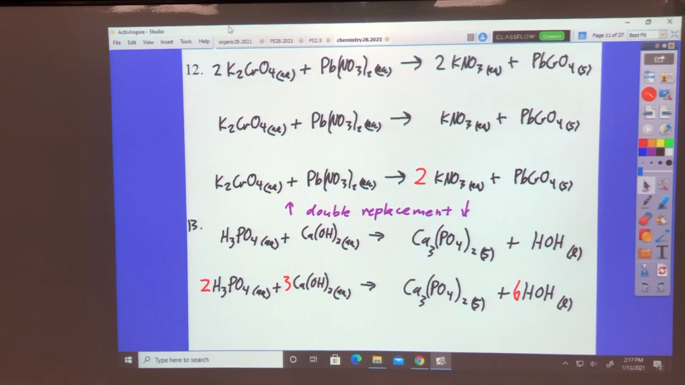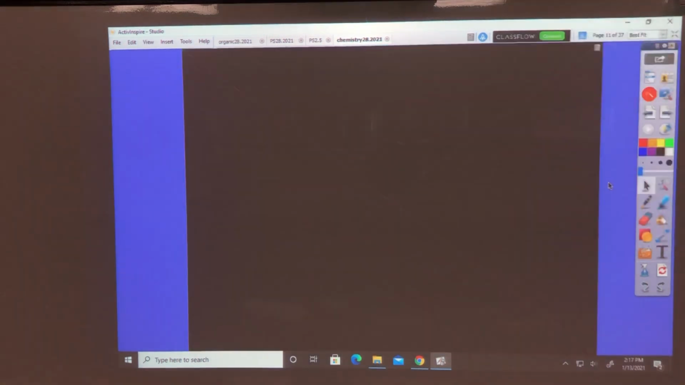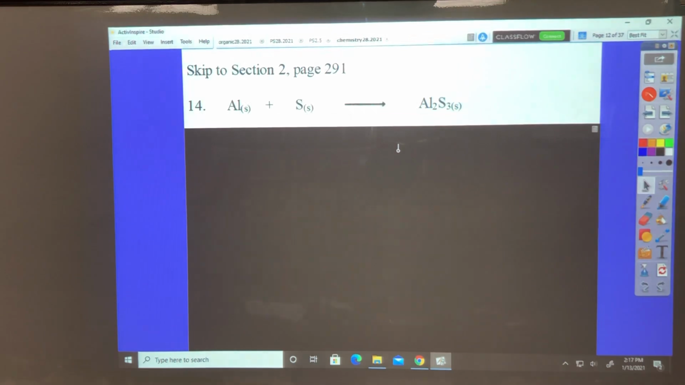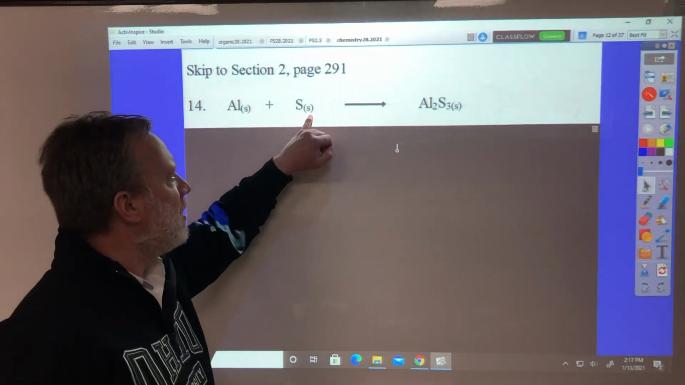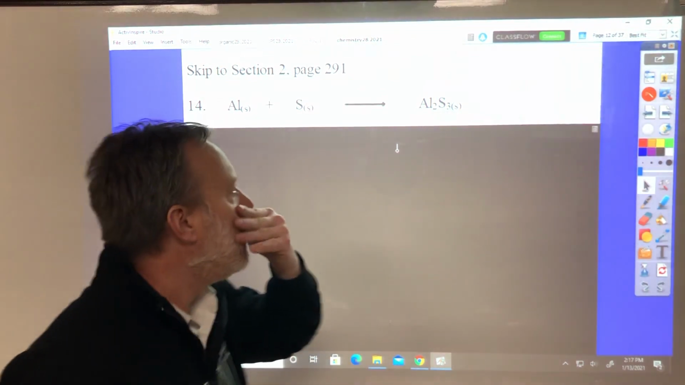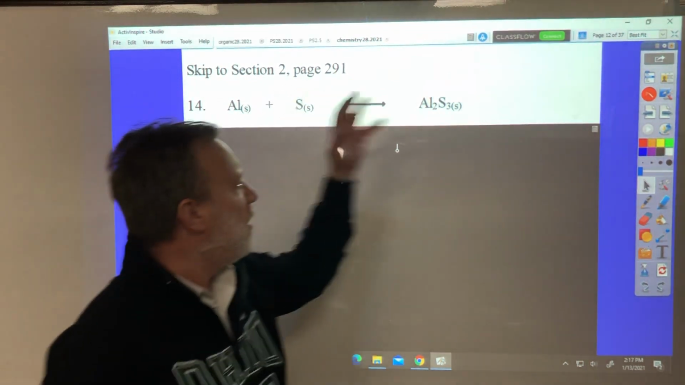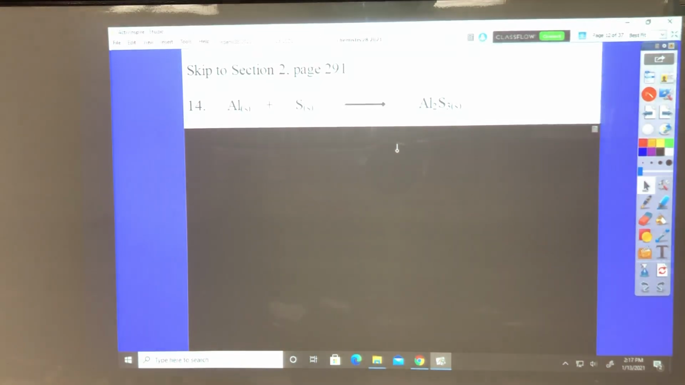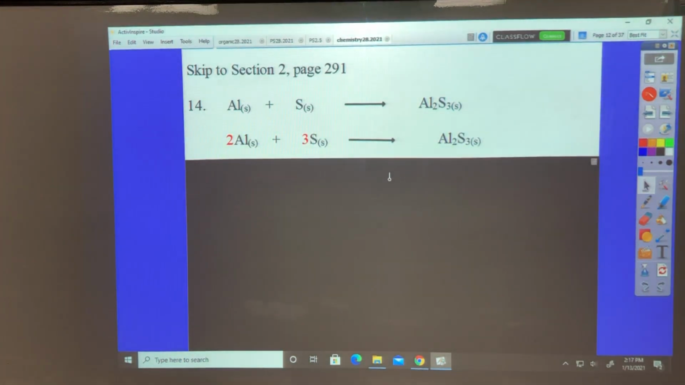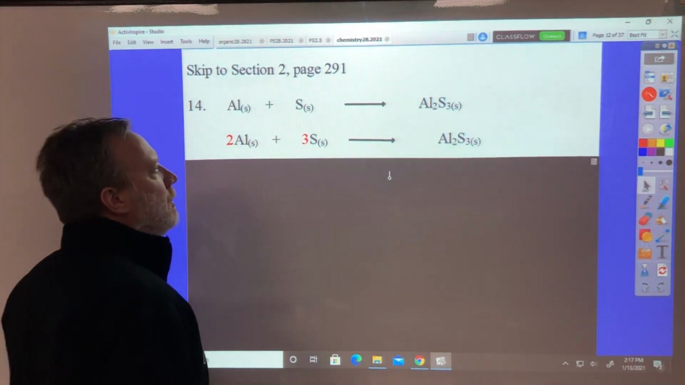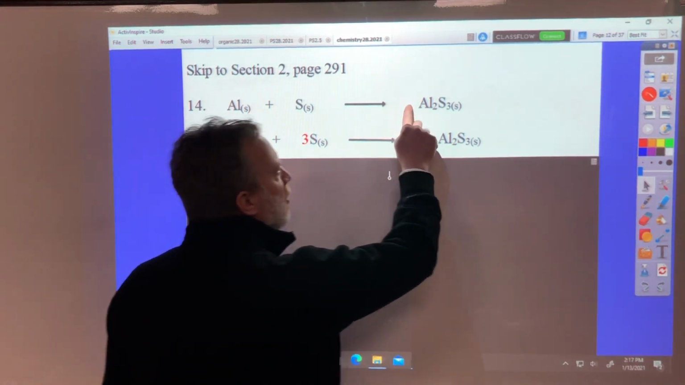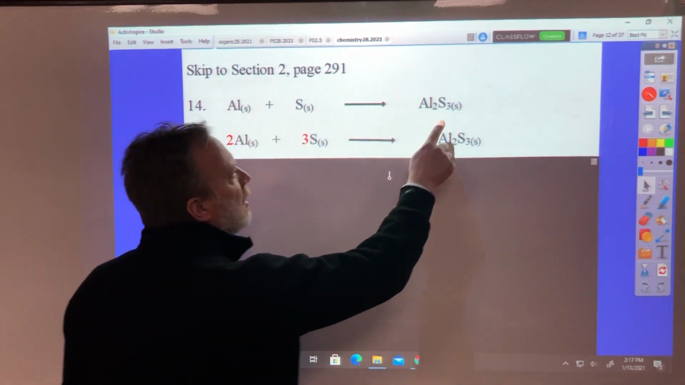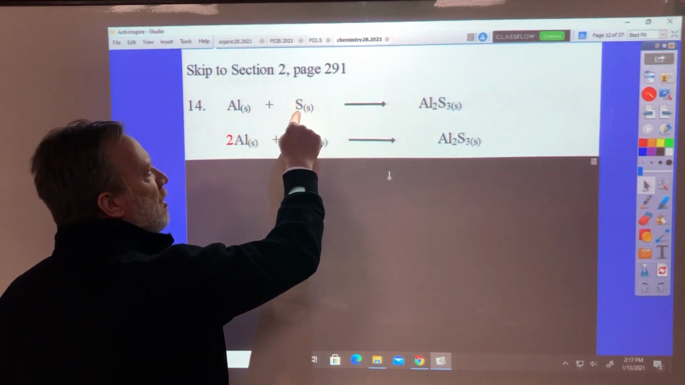So number 14, you know how to do the types, so I should be able to go right into the questions. 14, the solids aluminum and sulfur react to produce aluminum sulfide. So what you have here is Al solid plus S solid gives you Al2S3, which is solid. And you need to identify the type. Well, you're putting everything together to make one product, so that's synthesis. And when you balance that, I have 1 times 1 is aluminum, 1 times 2 is 2, so I need a 2 in front. I have 1 times 3 is 3 sulfur, so this needs to be 3 times 1 is 3.